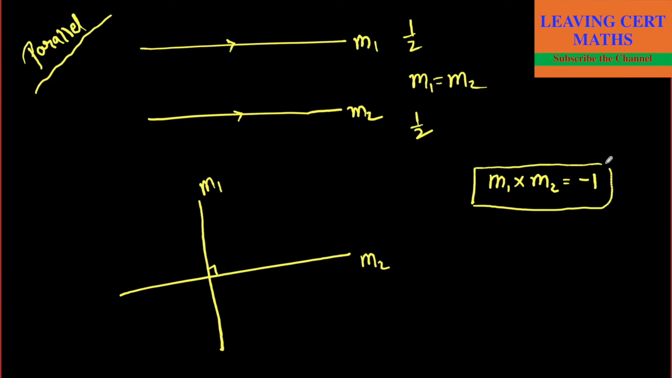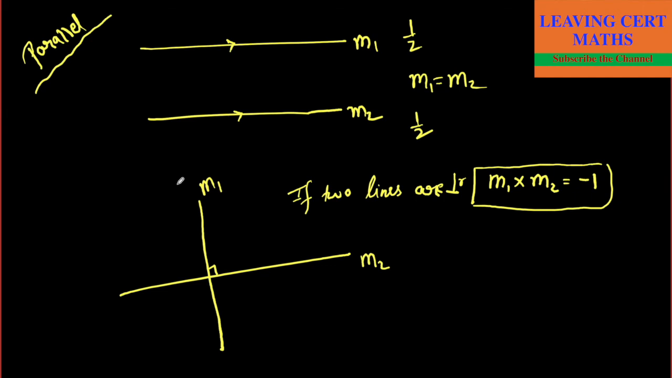Now this is the condition if two lines are perpendicular. If the two lines are perpendicular, then m1 multiplied by m2 is equal to -1. Now let's understand with numbers, what they mean.